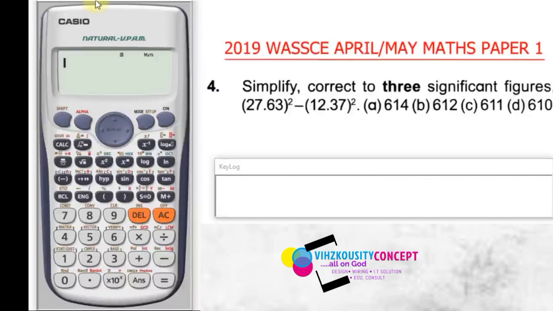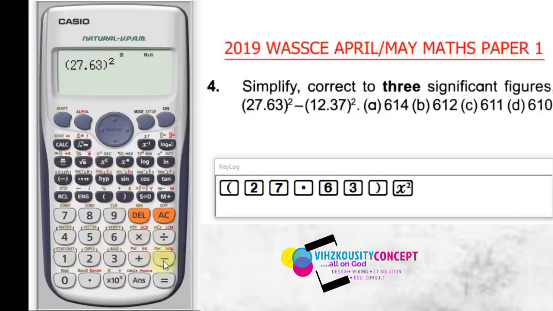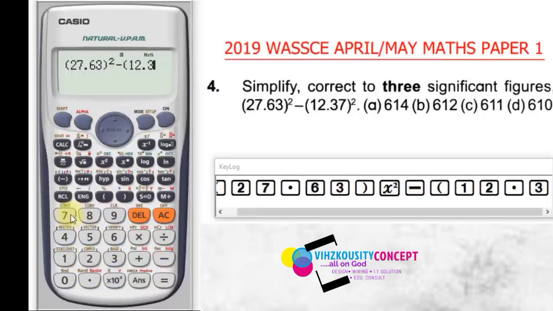Here in question number 4, we are to simplify, correct to 3 significant figures, 27.63 raised to power 2 minus 12.37 raised to power 2. So let's input that directly into the calculator. We have 27.63 raised to power 2 minus 12.37 raised to power 2.